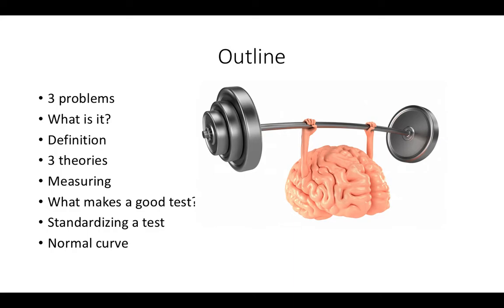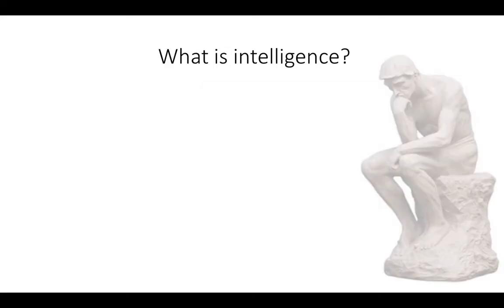One is just defining what it is. There's no total consensus on what intelligence is. Second, how to measure it, which if you don't know what it is, you would have trouble with measuring it. And the third is the role of heredity versus environment in terms of determining intelligence. As we go through, keep those in mind, they are pretty fundamental problems.